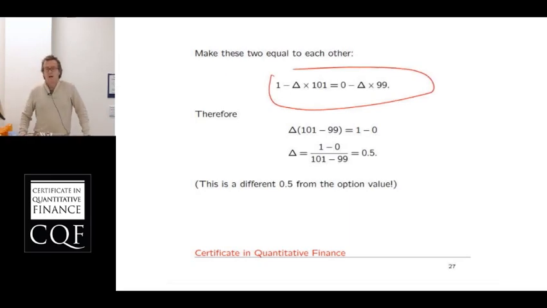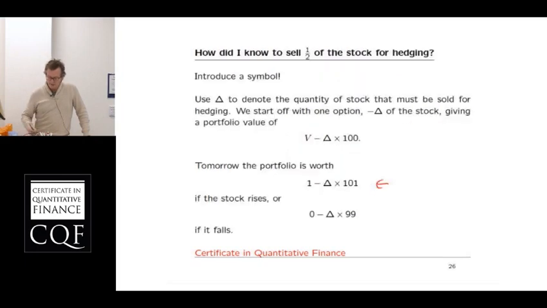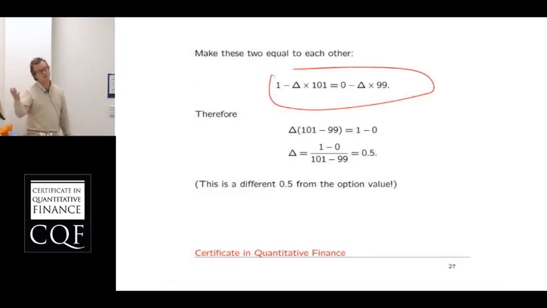Why did you make it equal to each other? Why did I make it equal? This is how much I make if the stock goes up. This is how much I make if the stock goes down. Hedging is all about making those two things equal, so that regardless of what happens, I get to sleep at night. I don't care whether the stock goes up or goes down. So I just make those two things equal to each other. If I do that, what comes out is delta is 0.5.